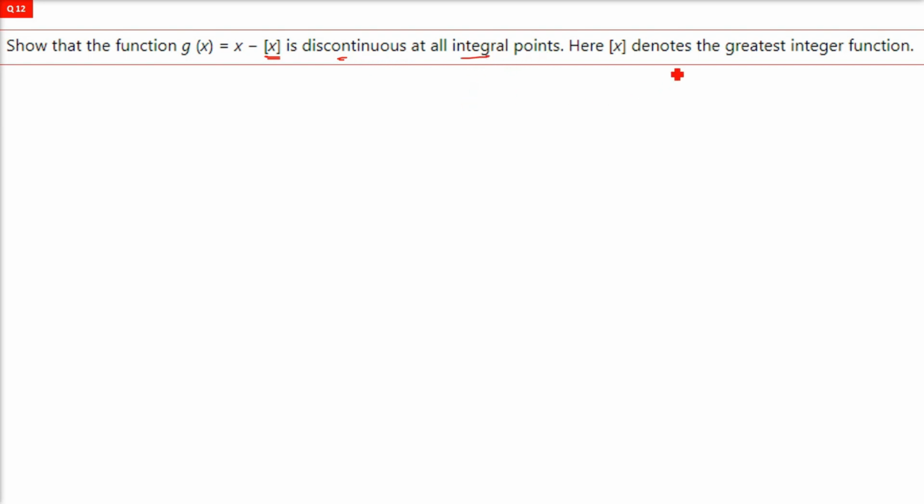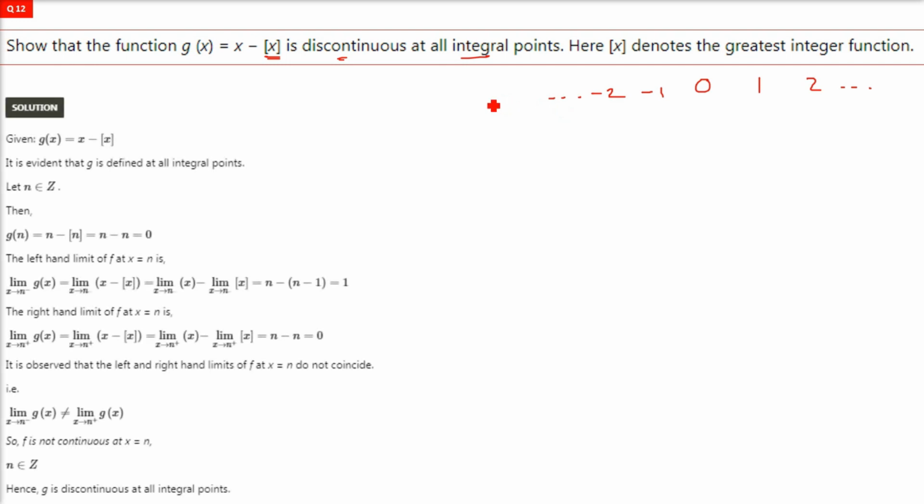Now there is a property of the greatest integer function. First of all, integral points are 0, 1, 2, minus 1, minus 2, because the question is talking about the integral points, not the real numbers, only 1, 2, 3 or minus 1, minus 2, minus 3, right? There is no other value being put.